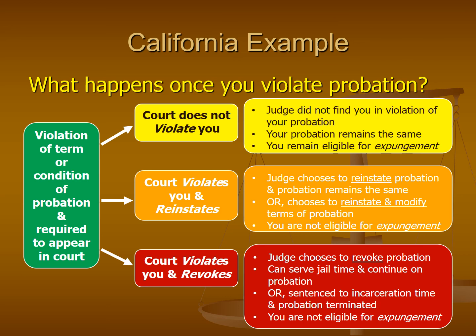And then finally, in the red at the bottom of the slide, we see what happens when the court both violates you and officially revokes your probation. In this case, the judge finds that you are in violation of your probation and he or she chooses to revoke your probation. What does this mean for you? Well, you can be sentenced to serve jail time, like a month, 2 months, 6 months, whatever it may be. And then upon release, you continue on with your probation.